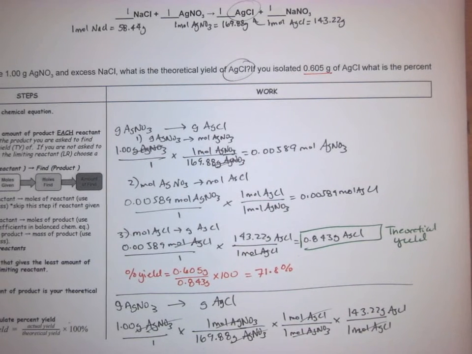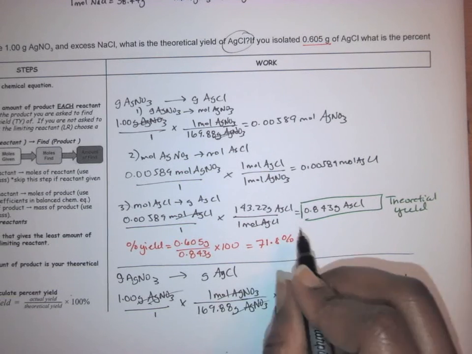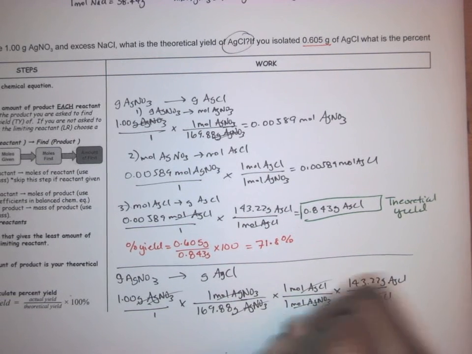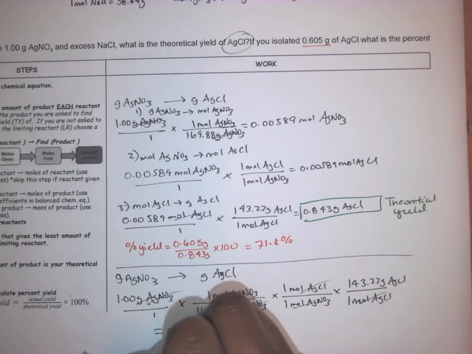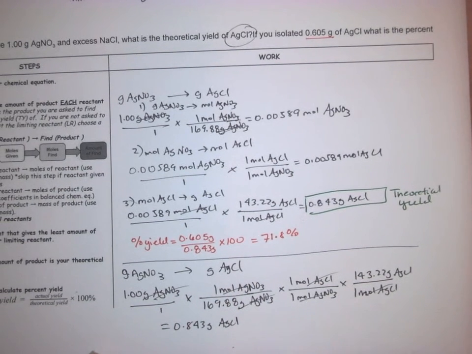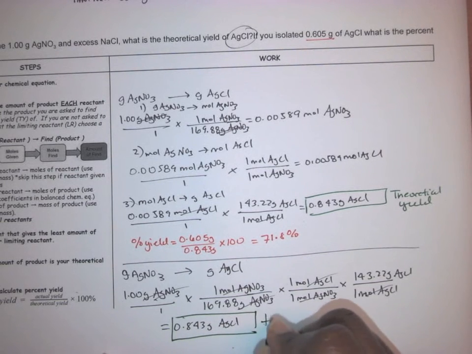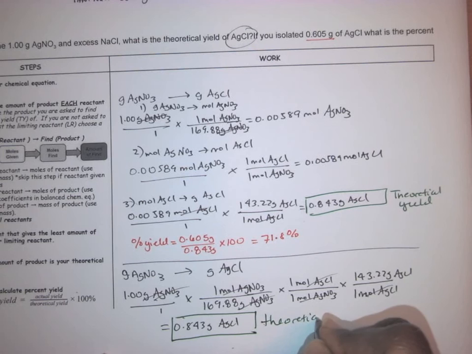Okay. All right, so when I multiply all of this out and do my math here for that, I get 0.843. I'll write it down here. Grams of AgCl. So that's my theoretical yield. Remember, I calculated this from the limiting reactant, so that's my theoretical yield.